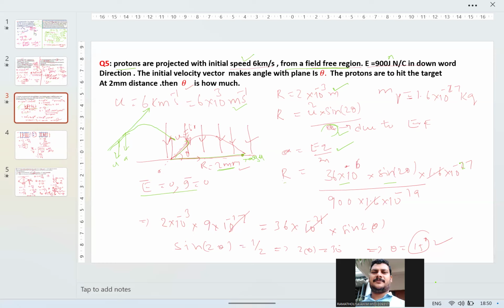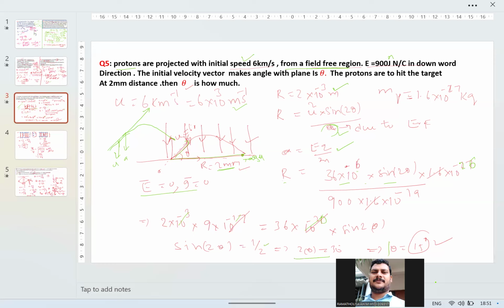R equal to 2 into 10 power minus 3 meters is equal to 36 into 10 power 6, that is 6 squared, 36, and so on. So here we get 1 by 20, which means the answer is wrong. That's why you have to take 26 here. And this 20 will come, and this 20 and these two get cancelled. So 18 by 36. Therefore sin 2 theta is equal to 1 by 2.